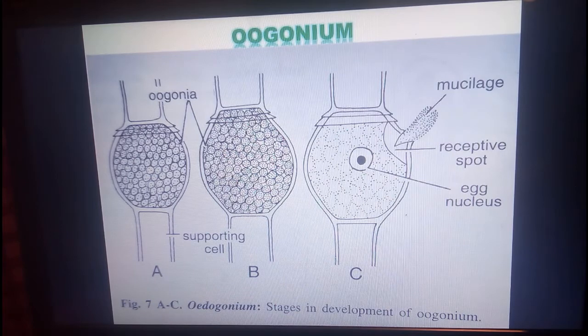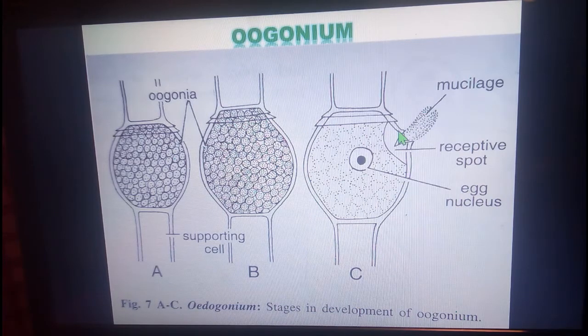But then at maturity, you can see here in figure C, there is a development of this uninucleate non-motile egg, and the young egg is green in color due to the presence of the chloroplast. Also you can see a small pore or a transverse slit, as in this case, which develops on the oogonial wall. You can see it develops on the wall of the oogonial cell.